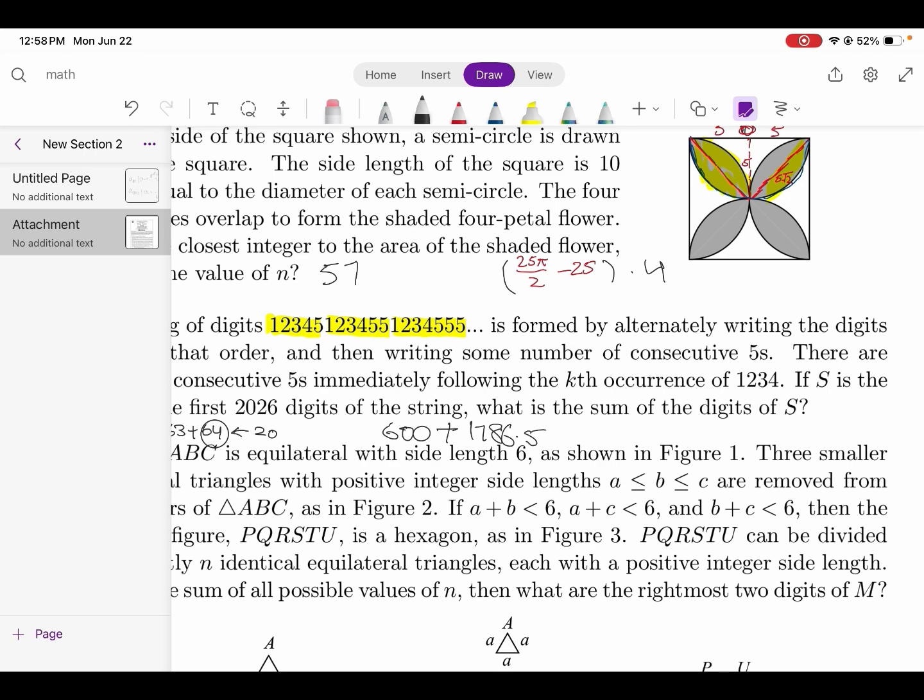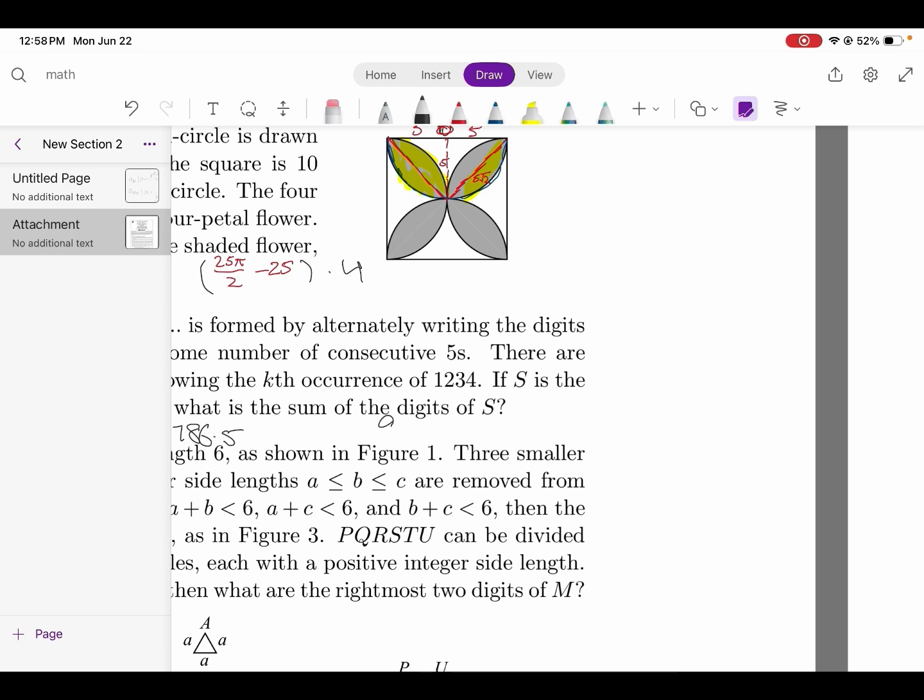And then you get that S is equal to 9530. And then you want the sum of the digits of S. So then that's 9 plus 5 plus 3 plus 0, which is 17.